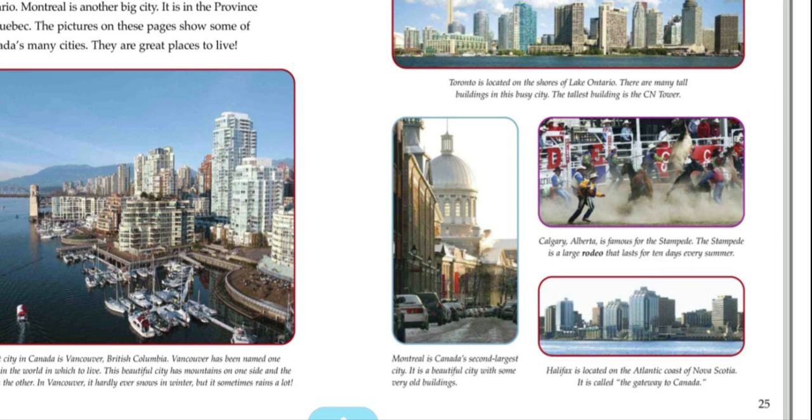Calgary, Alberta, is famous for the Stampede. Yes. The Stampede is a large rodeo that lasts 10 days every summer. So rodeo means where those cowboy people have horses, they tame them, they do all sorts of tricks.